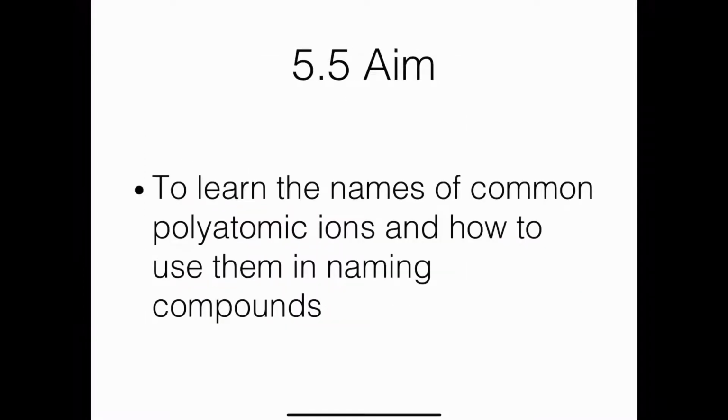For section 5.5, our aim is to learn the names of common polyatomic ions and how to use them in naming compounds. So this is pretty similar to what we've been doing before. As far as naming goes, we're not learning any new naming rules. The methods we've used before will carry over into this section. The only thing that's changing are the names of the cations and anions.